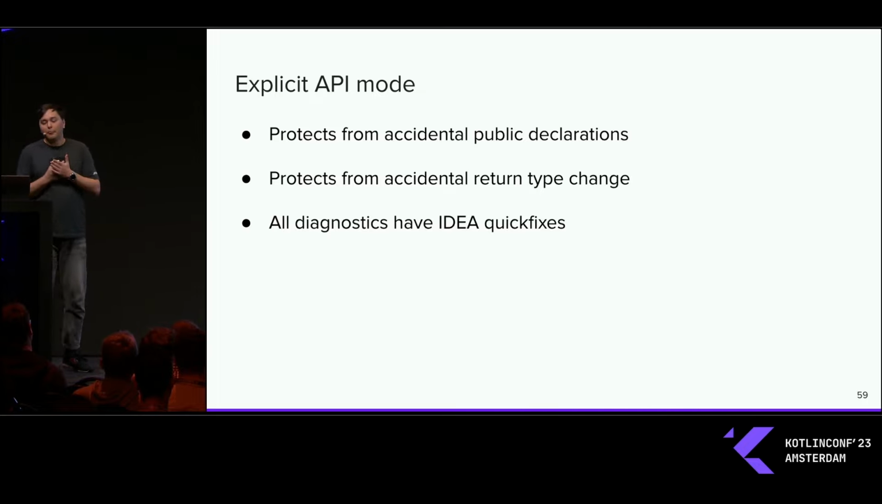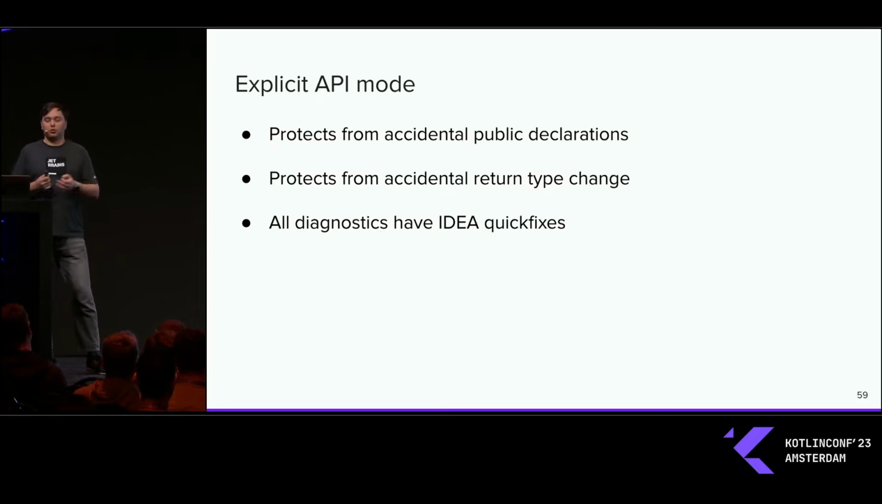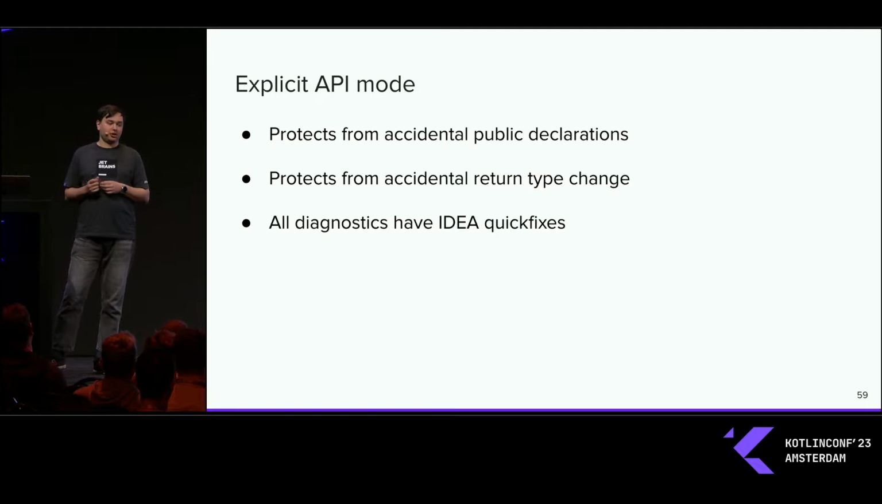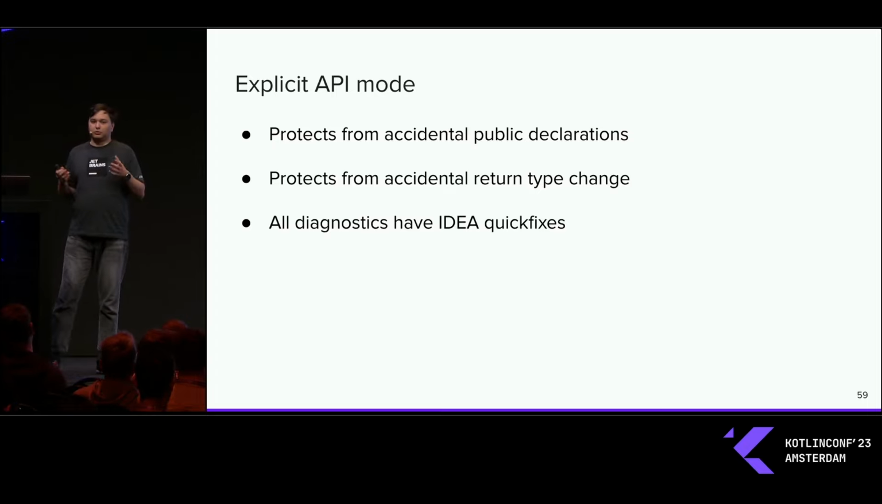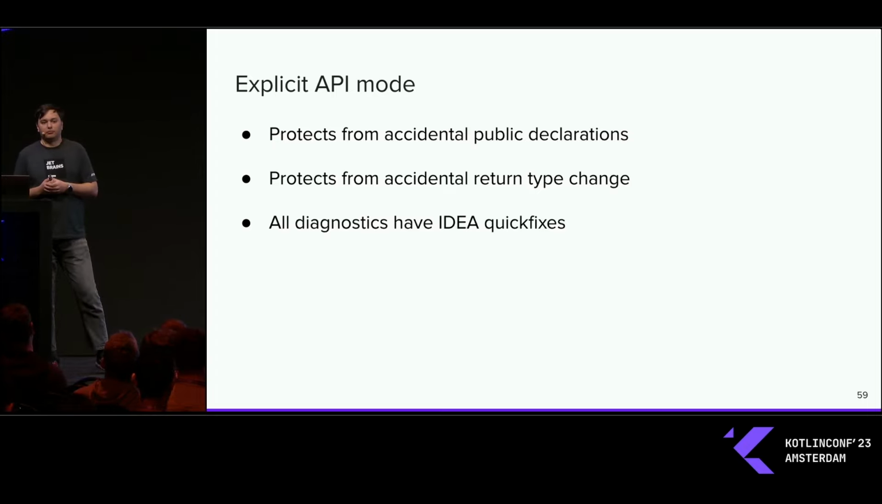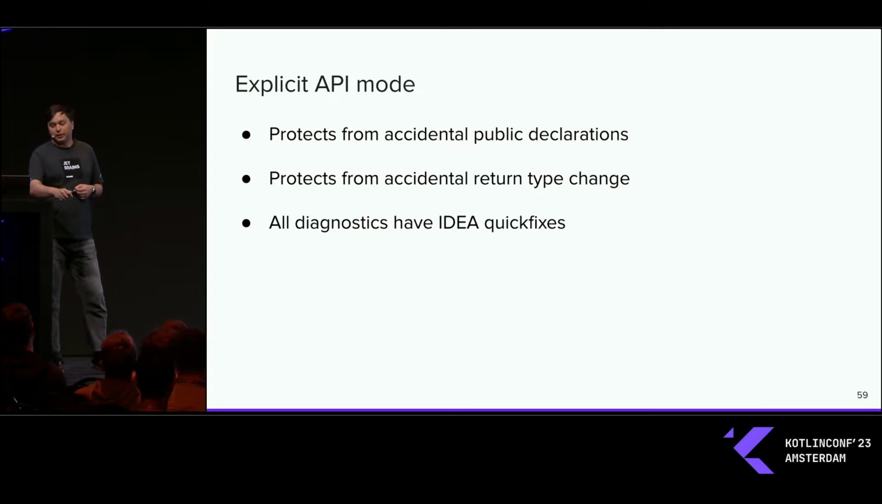So to sum up, explicit API mode saves us from accidentally public declarations and saves us from accidental return type changes. And of course, all diagnostics have IDE quick fixes, so fixing these issues is just a matter of several keystrokes. We also use it in almost every library, I think, and it is highly recommended.